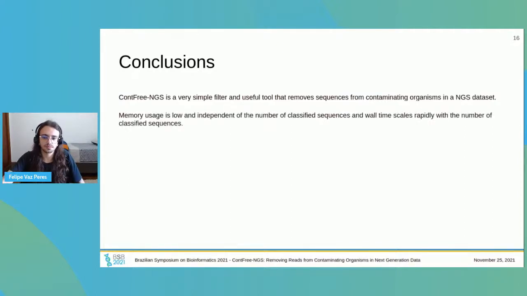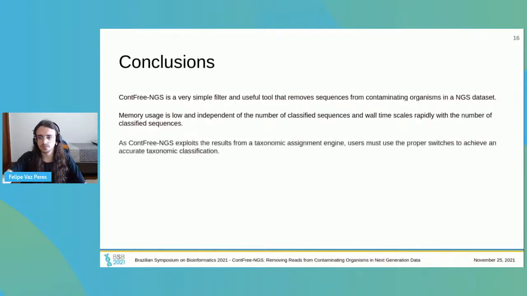Memory usage is low and independent of the number of classified sequences, and the wall time scales rapidly with the number of classified sequences. And as ContFree-NGS exploits the results from a taxonomic assignment engine, users must use the proper suite to achieve an accurate taxonomic classification.